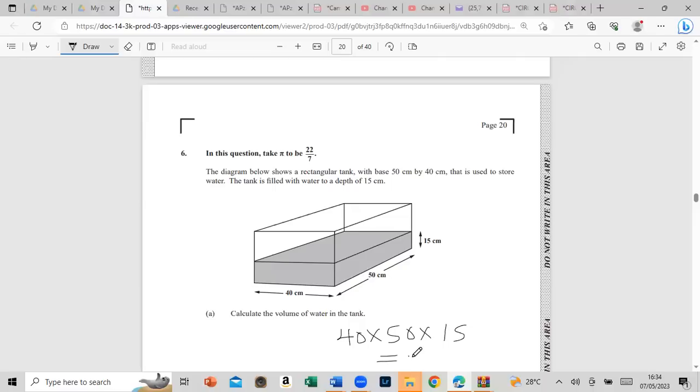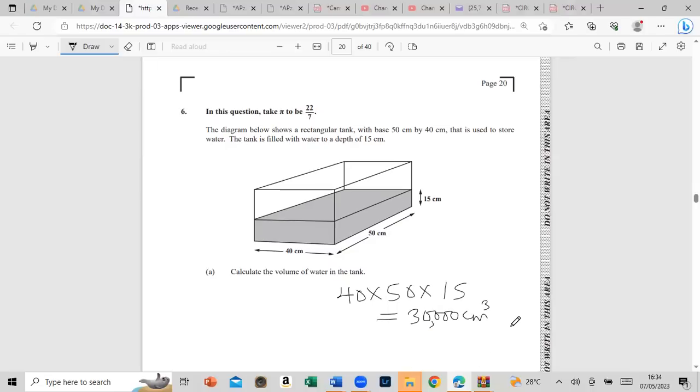3 and 4 zeros, 1 2 3 4. So that's 30,000 cm³. Very importantly, just remember the unit would be cm³.